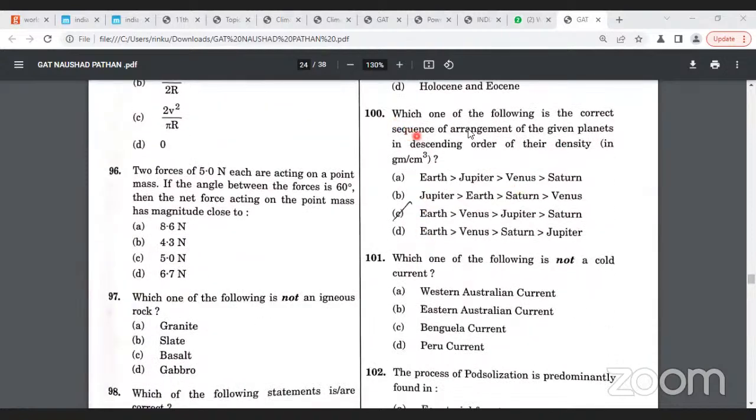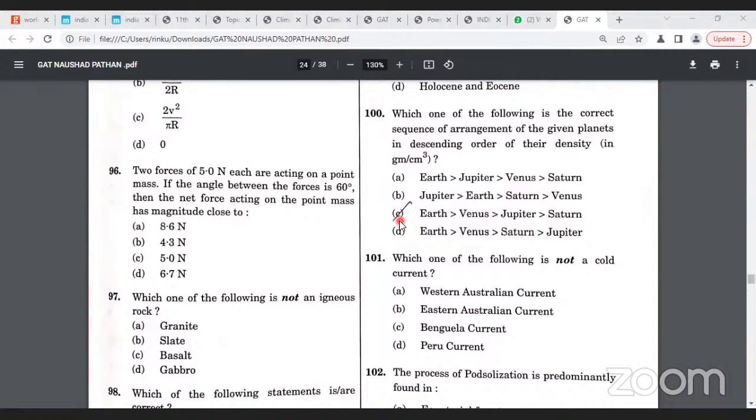Which one of the following is the correct sequence of arrangement of the given planets in the descending order of their density? This answer is absolutely correct. The densest planet in the solar system is Earth, and the least dense planet is Saturn. These two extremes you are probably aware of, but you also know that Jupiter is the second least dense planet, and Venus is very similar to Earth, with similar densities. So here we go. Earth is the densest of all, followed by Venus, followed by Jupiter, followed by Saturn. So this is your option.